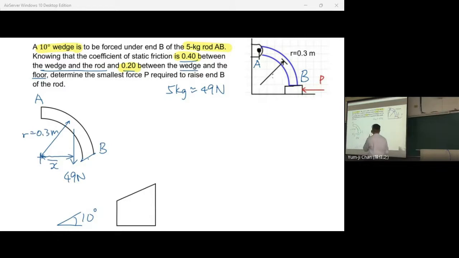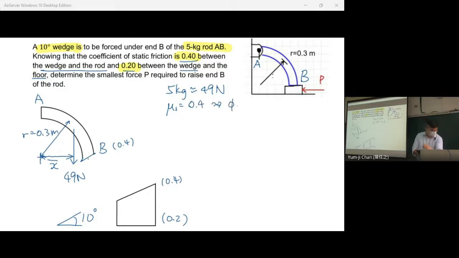Now, about the coefficient of static friction, mu s is 0.4 between the wedge and the rod, so this one is 0.4 and this one is 0.4, and between the wedge and the floor it is 0.2. Let me mark it like this. Of course, we need the angles of friction afterwards. So mu s is equal to 0.4.